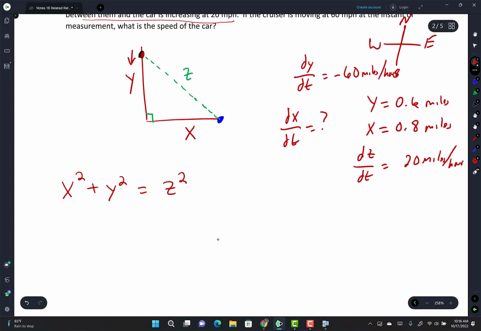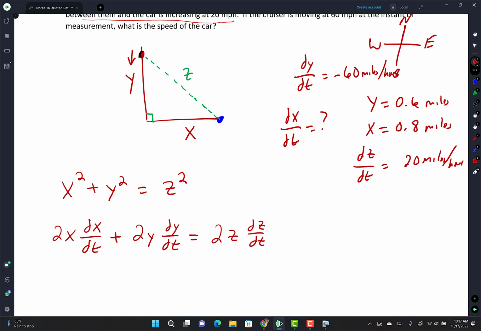And I'm going to take the derivative with respect to time. If I take a derivative with respect to time, I'll have dx/dt, dy/dt, and dz/dt. Do you guys see that? So here we go. What's the derivative of x squared with respect to time? 2x dx/dt plus 2y dy/dt equals, perfect. Yes.